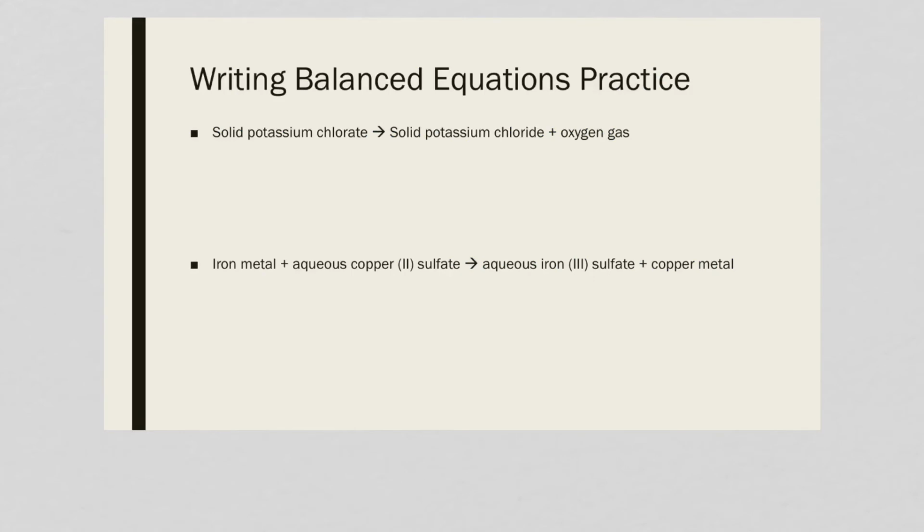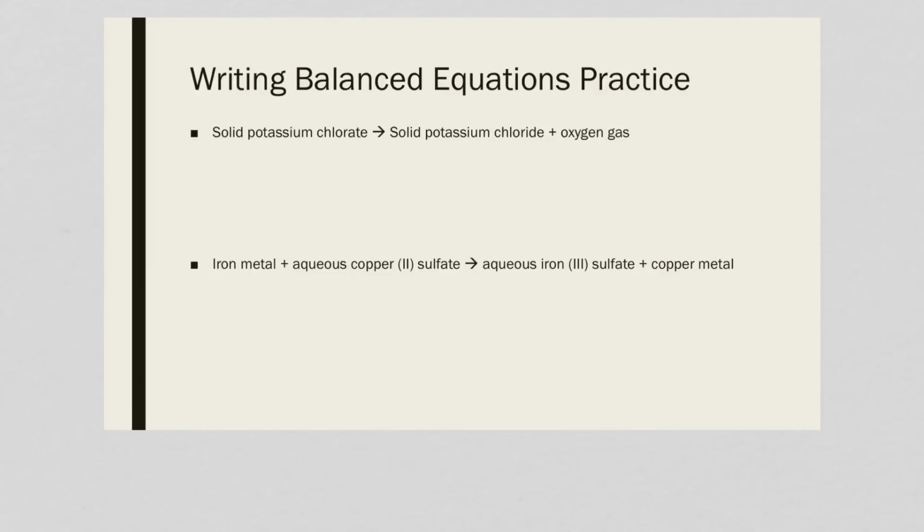So let's look at our first one. Solid potassium chlorate yields solid potassium chloride and oxygen gas. Now, in different problems, you'll be presented with this information in various ways. Sometimes they'll give you a description, like a paragraph, like maybe we saw in our first example. Sometimes they'll give you something like what I have here. Sometimes they'll give you the formulas, right? So we need to be prepared to do this in whatever way necessary.